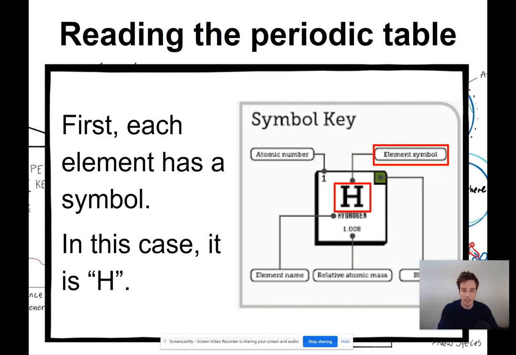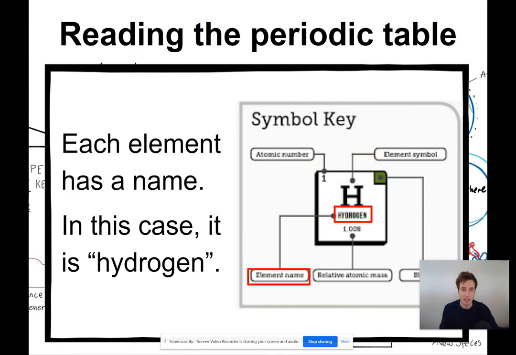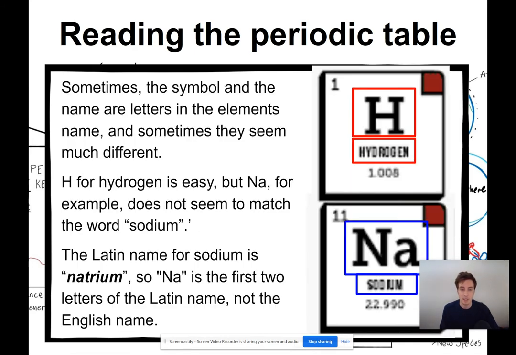The periodic table is organized to make it easy to show certain similarities, properties elements have. First, each element has a symbol. In this case, it is H. And each element has a name. In this case, it is hydrogen. Sometimes the symbol and the name are letters in the element's name, and sometimes they seem much different. H for hydrogen is easy, but Na, for example, does not seem to match the word sodium. This is because the original Latin name for sodium is natrium, so Na is the first two letters of the Latin name, not the English name.